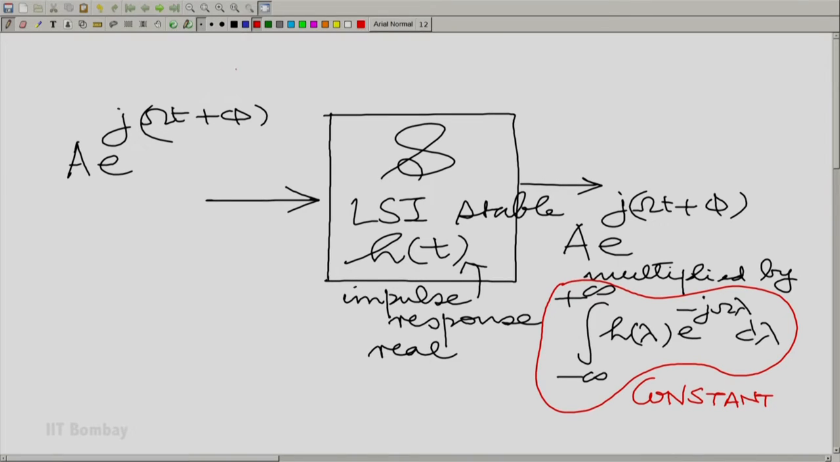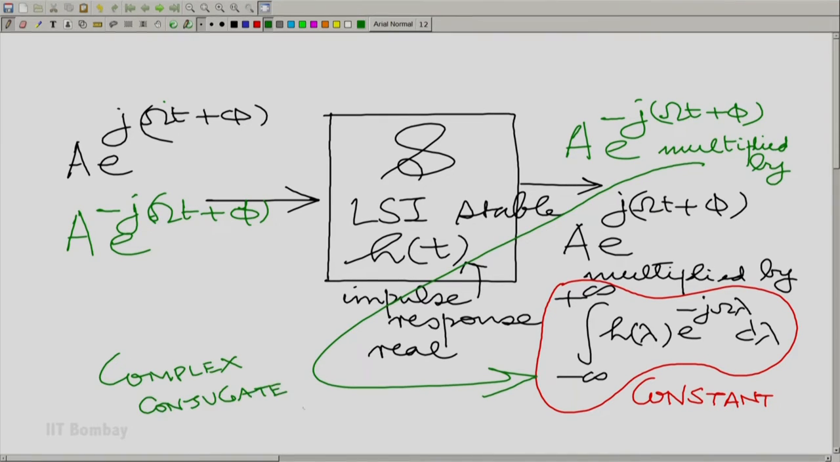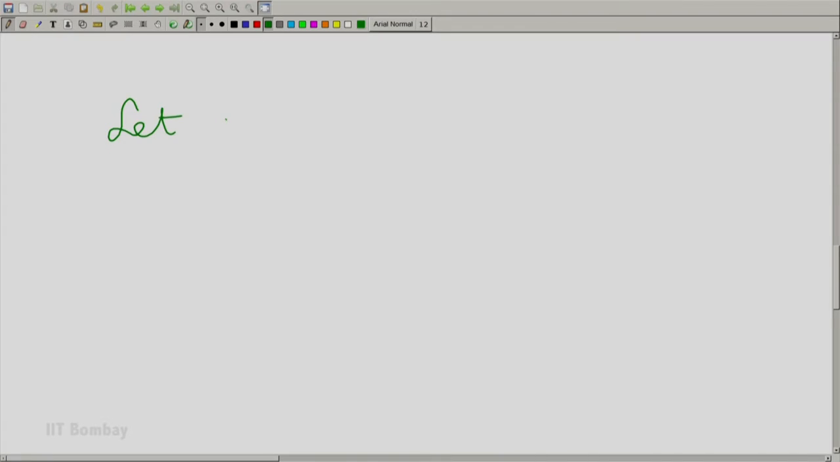And now, if you replace omega by minus omega, in fact, if you complex conjugate this, so let me write on the same picture but in a different color. If I complex conjugate this, what I would get is again the same thing, A e raised to the power j(omega t plus phi) complex conjugate, but multiplied by the complex conjugate of this. So, it is just a change of constant, and those constants are complex conjugates of one another. Let us give this constant a name.